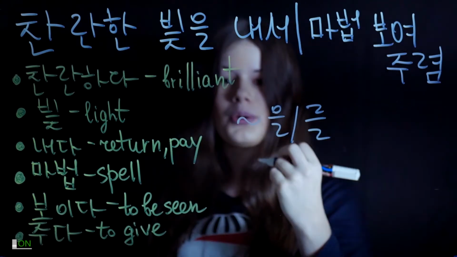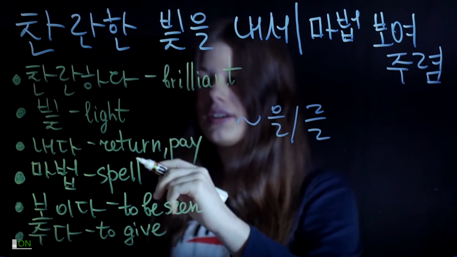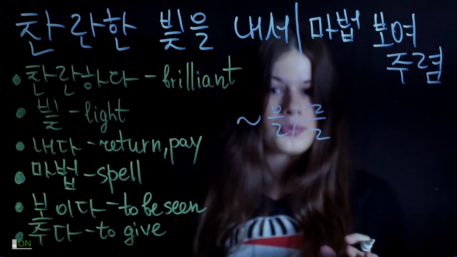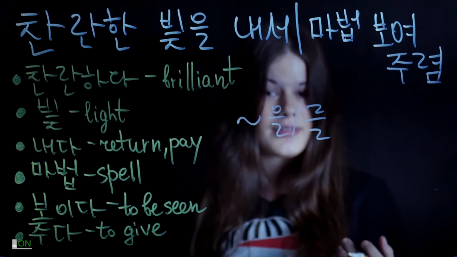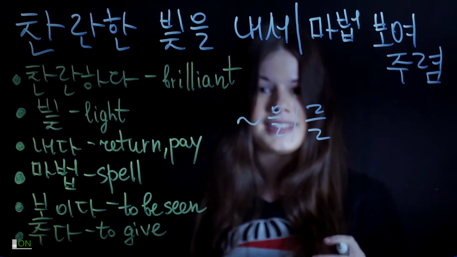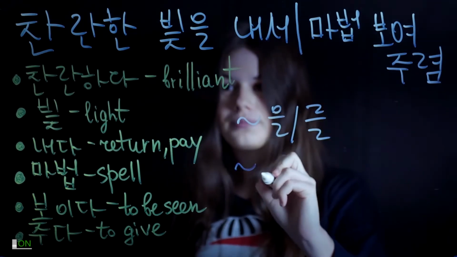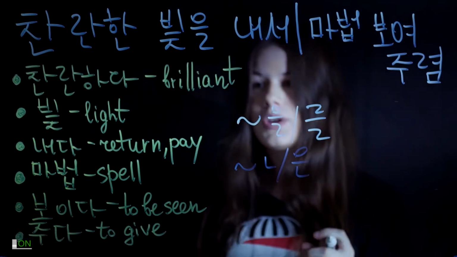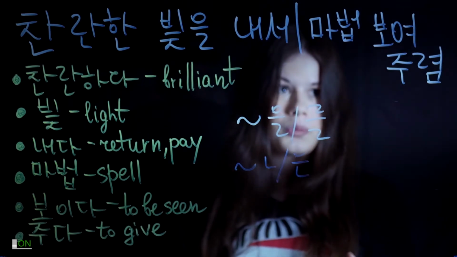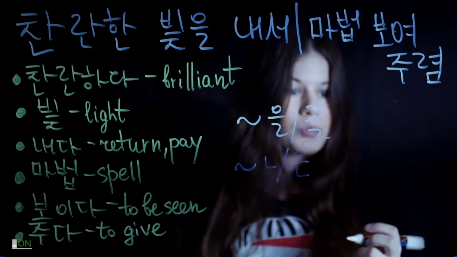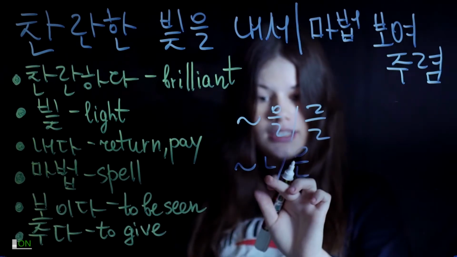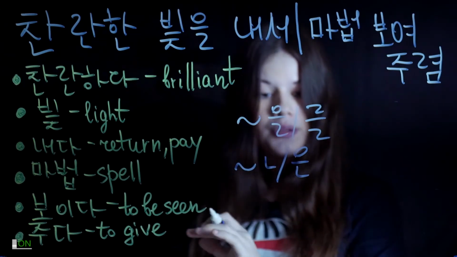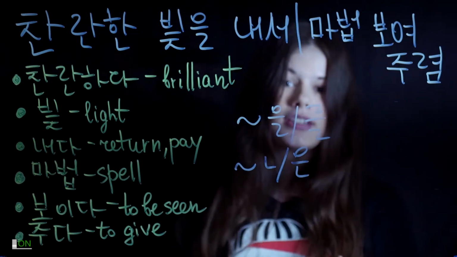So how did we create this form? How did 찬란하다 become 찬란한? I don't have a video about this yet. I will have this video in the future, but I will just explain it briefly. We add ㄴ or 은 to adjectives. By the way, we add ㄴ to adjectives that end in a vowel and 은 to adjectives that end in a consonant.